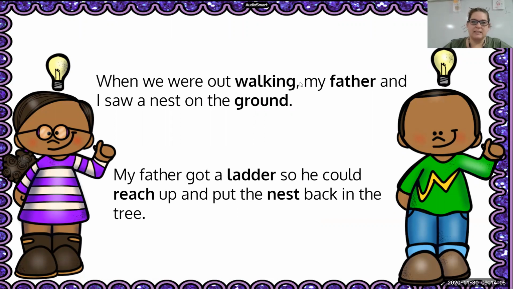So our first sentence is, when we were out walking, my father and I saw a nest on the ground. What is that sentence about? It's about how someone was out walking with their father and they saw a bird's nest on the ground, okay? So who was it that was out walking? That's right, it was my father and I. And what did they see? They saw a nest on the ground. Good. All right, so we are going to say the word walking.